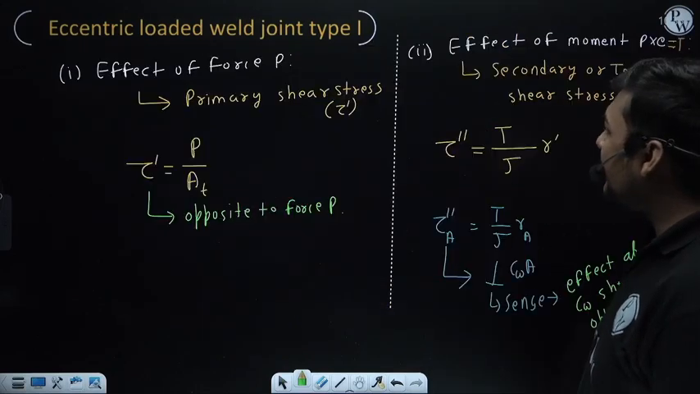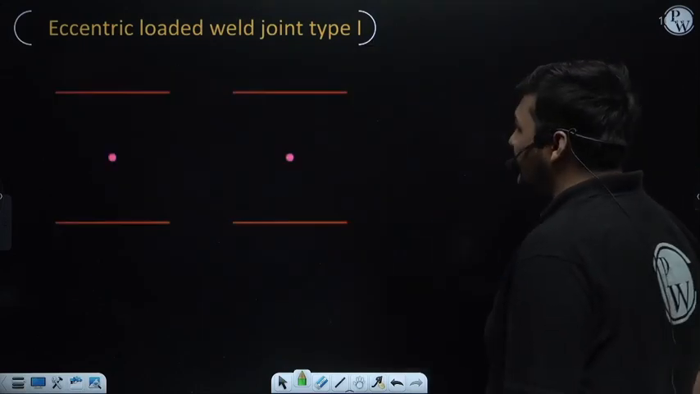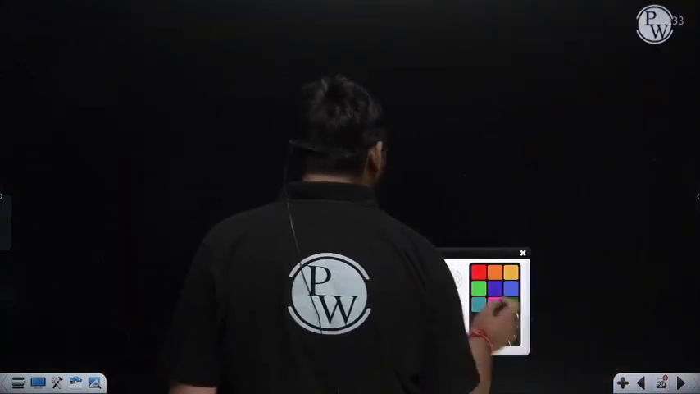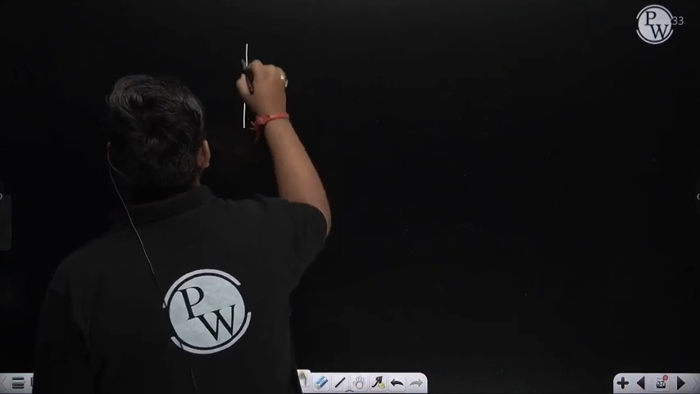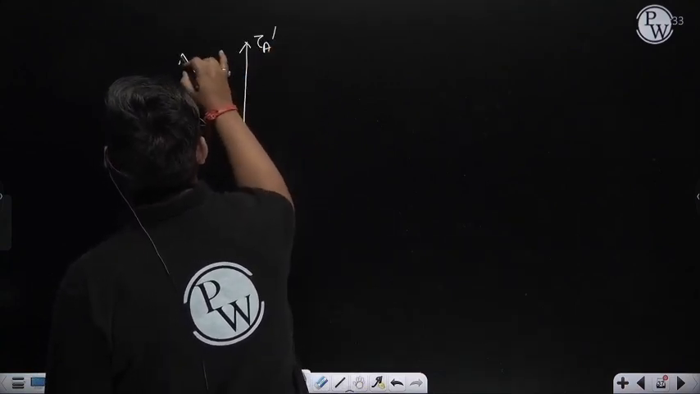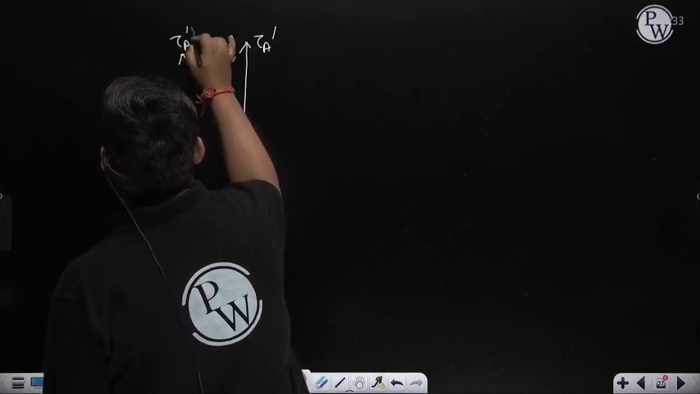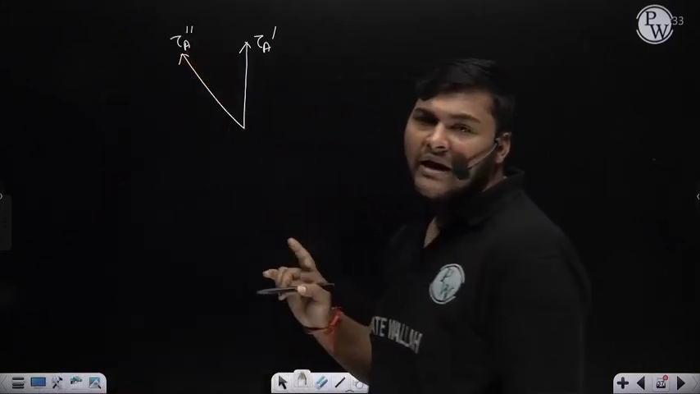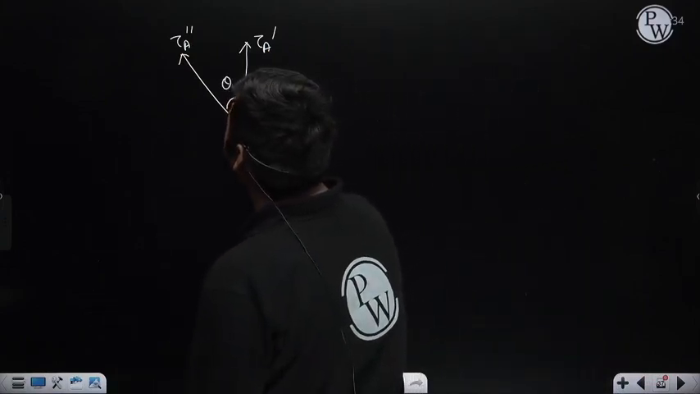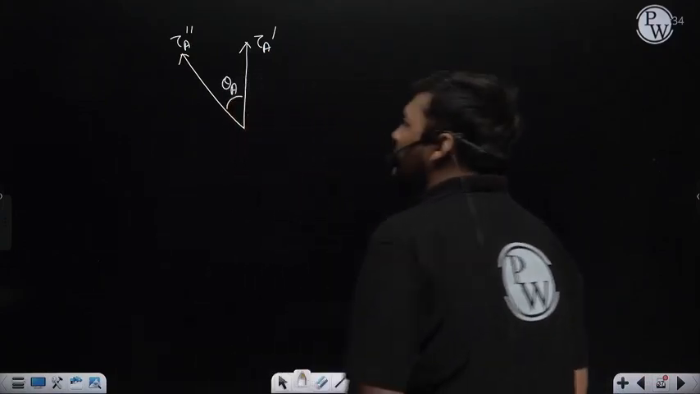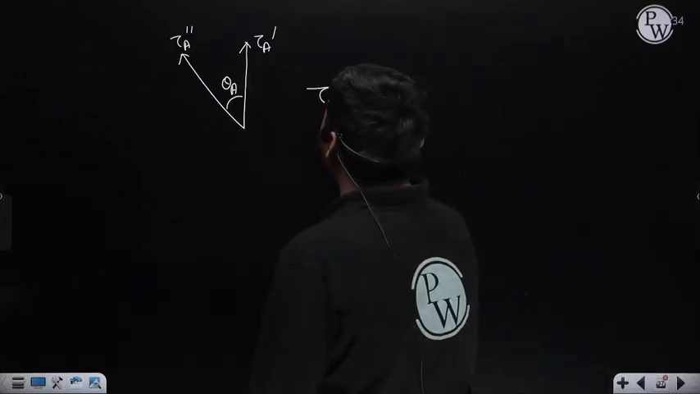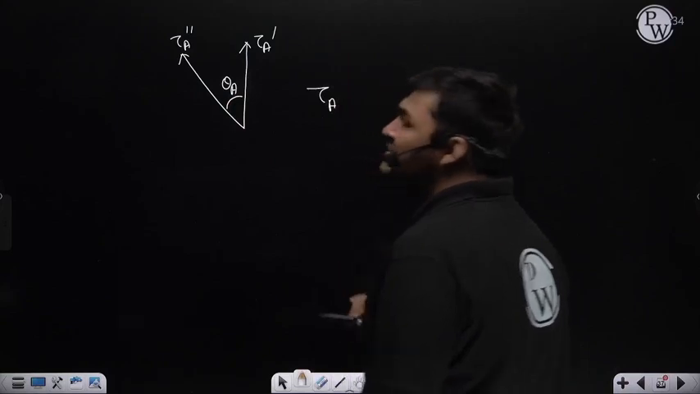If you have calculated the vector angle between primary and secondary, how can you calculate the resultant shear stress at any point? I am explaining for point A, but you can calculate this for any point. For that, first draw the primary shear stress, then draw the secondary shear stress, and the tail ends of both vectors should meet each other, with arrows in the outer direction. Then find the smaller angle between these two vectors, which is the vector angle. I am denoting that angle as theta A for point A. Then the resultant shear stress at point A will be tau A.